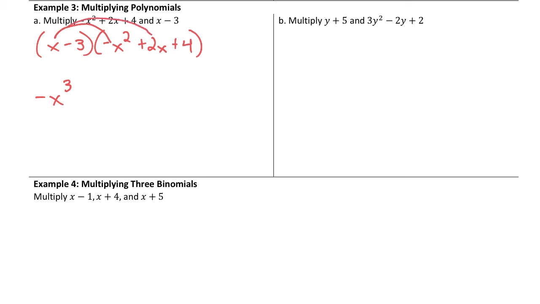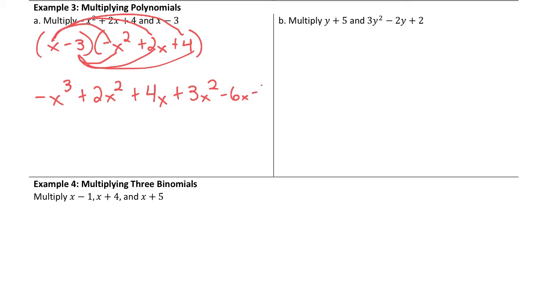Distribute to the second term. X times 2x is 2x squared. Distribute to the last term. X times 4 is 4x. Next, I distribute negative 3 through. This becomes positive 3x squared, negative times a negative. Negative 3 times 2x, negative 6x. And then finally, negative 3 times 4, negative 12.